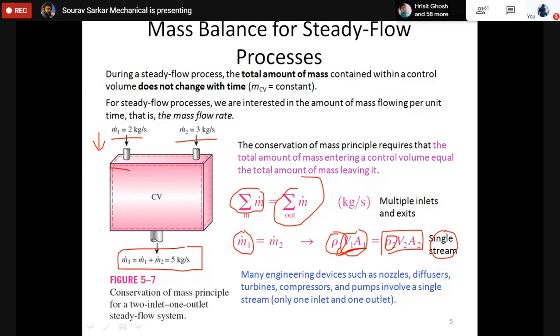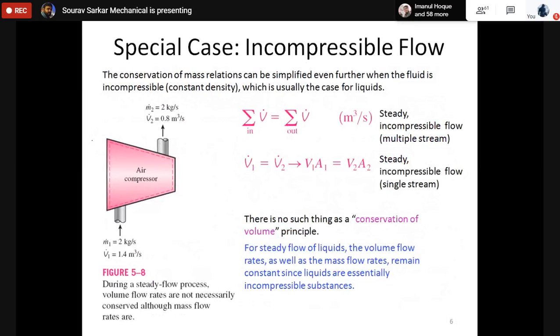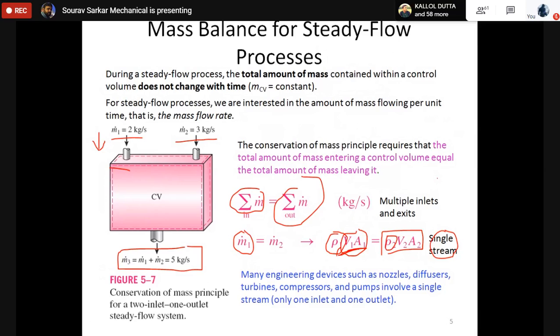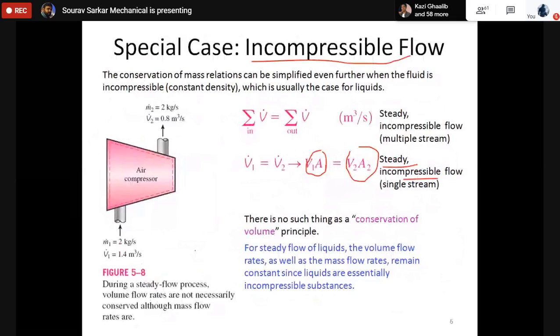If they are the same, I can simply replace that density, and for incompressible flow where the density is not changing, I can simply remove the rho. I can say on that V1 A1 equal to V2 A2. This is valid for a steady incompressible flow. If the flow is compressible, that means if the density is changing, it may happen rho 1 V1 A1 equal to rho 2 V2 A2. But if it is an incompressible flow, then the density will remain constant.